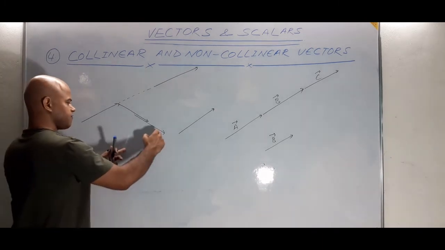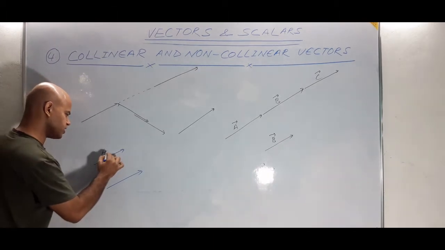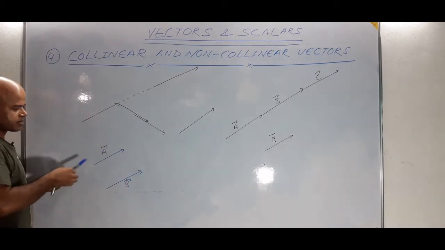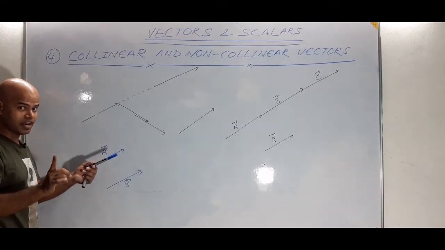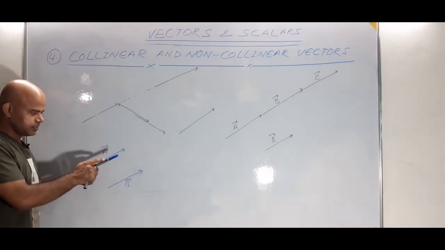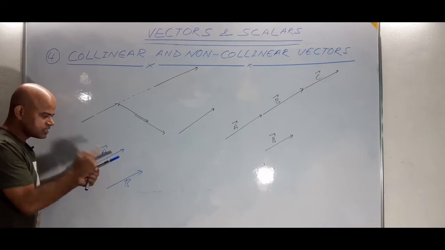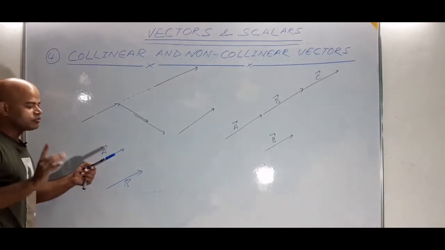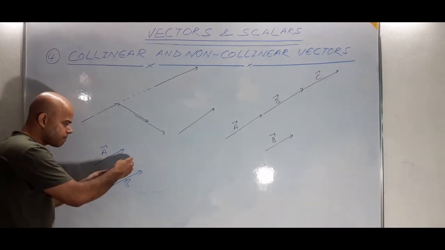So they can be shifted and brought in one line, so they are collinear. Let's say this is A vector and B vector. And the third vector is this one, parallel to the board but doesn't lie in the plane of the board. Let's call this vector C vector. So are A vectors, B vectors and C vectors collinear? Yes, they are collinear, because by parallel shifting, this vector can be absorbed in the plane of the board.